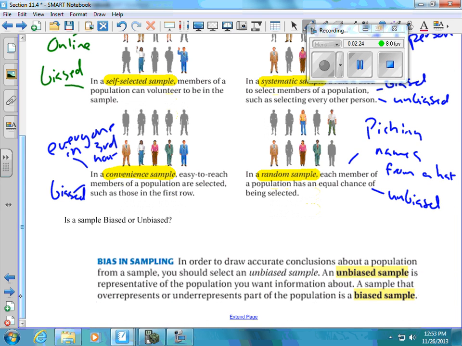Basically, an unbiased sample is representative of the population you want information about. A biased sample is one that emphasizes one part or another. So systematic and random are the only ways you really can set up an unbiased sample. If you do self-selected or convenience, those are definitely going to be biased.